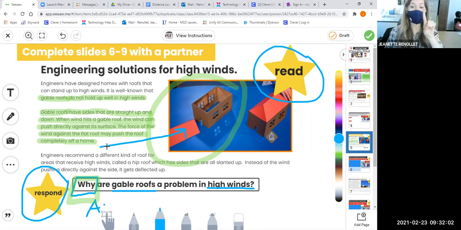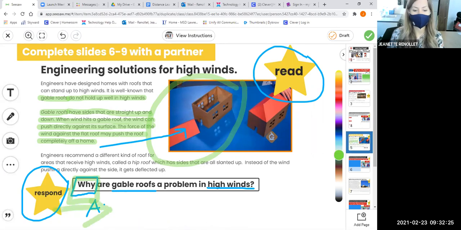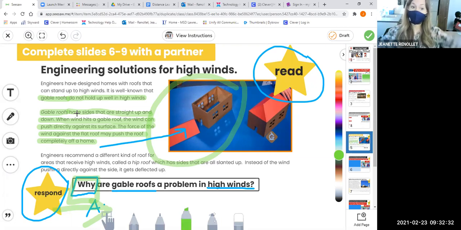I have read the text. I read my question. I went back to the text to look for evidence. And now it's time for me to respond and type my answer. Who can share out the sentence they wrote for our answer? I'm looking for third grade friends to share out the complete sentence they wrote using our text evidence from the text. Let's start with Landon.